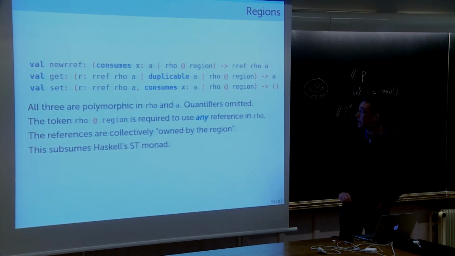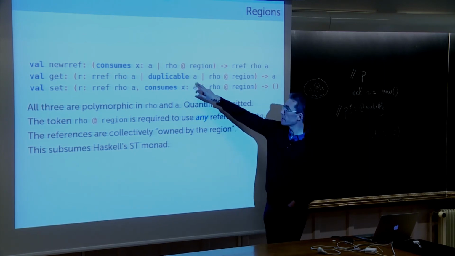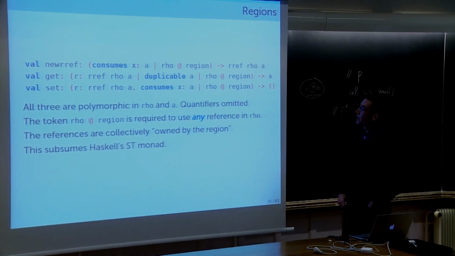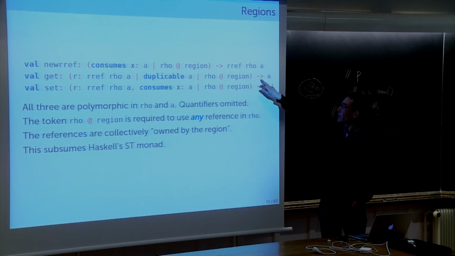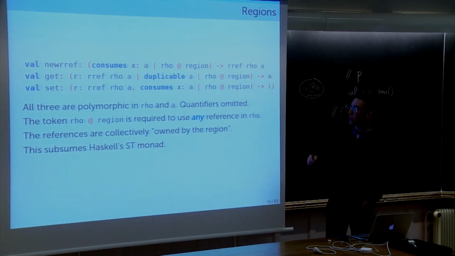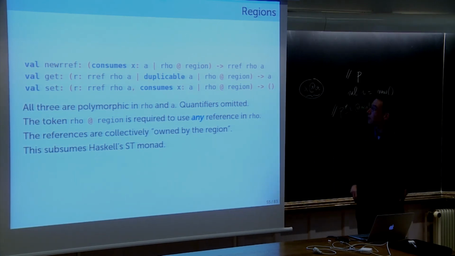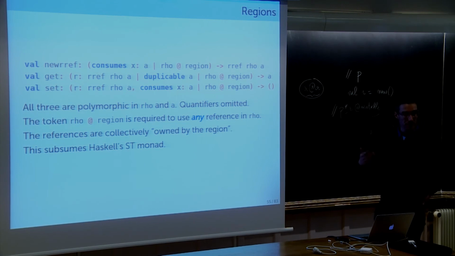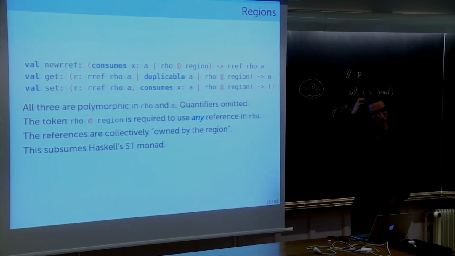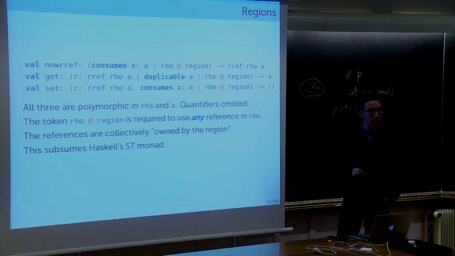One is that get is restricted to duplicable elements. Going back to the previous slide, there is this sneaky constraint here, duplicable A, which says you can read a reference only if its content is duplicable. Because again, when we read, we are duplicating the pointer to the element. A region is basically a container, and so this is an instance of the problem that I mentioned earlier, where you cannot borrow an affine element from a container.